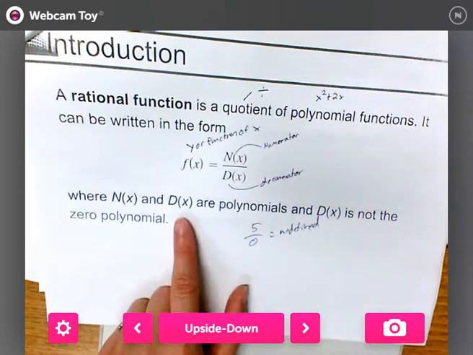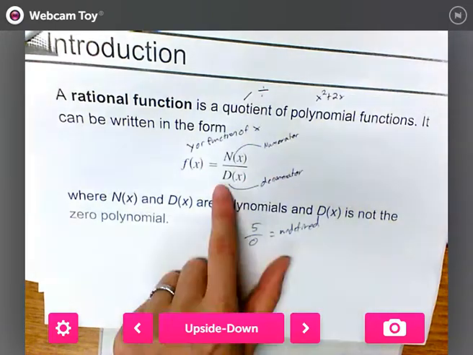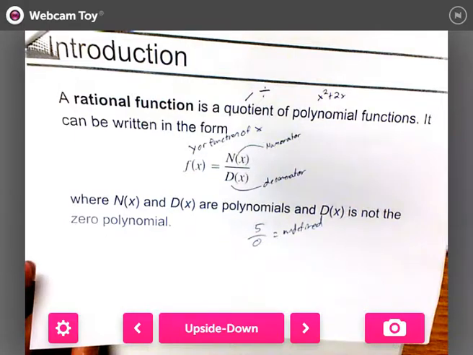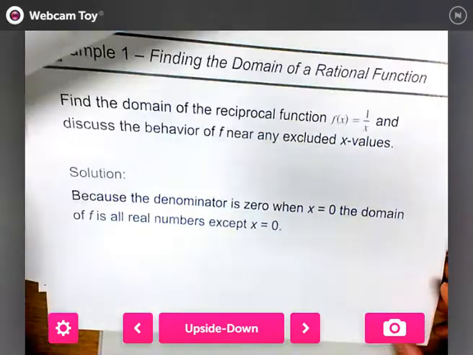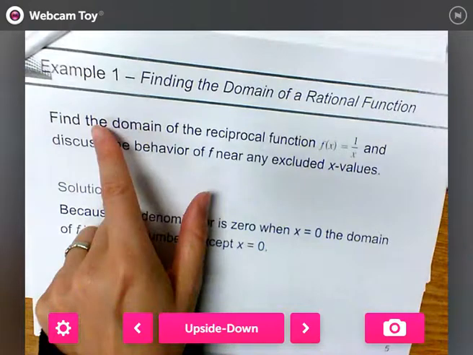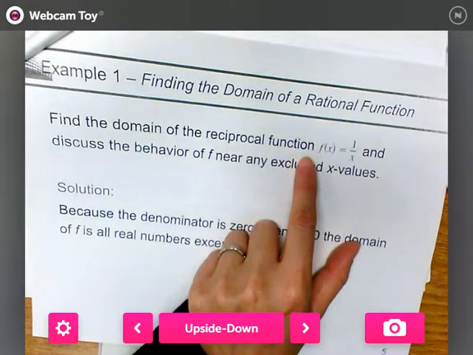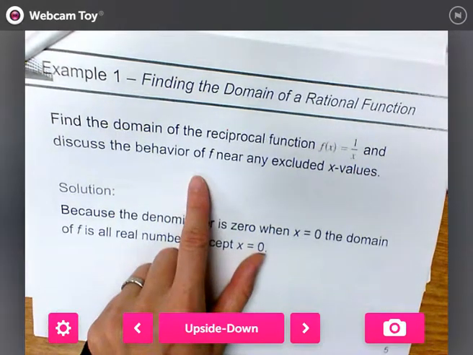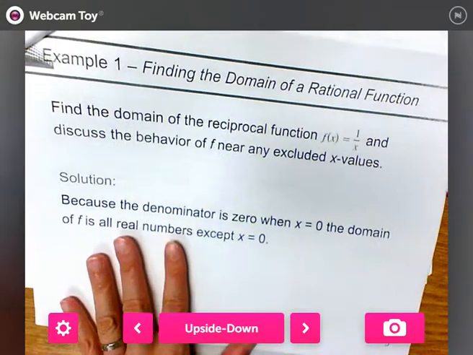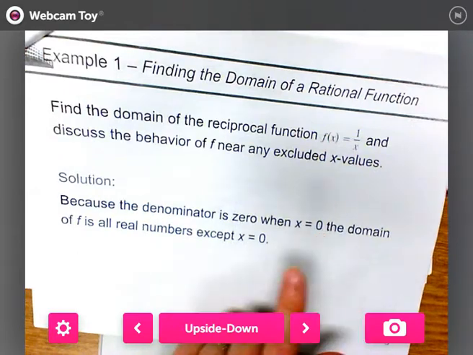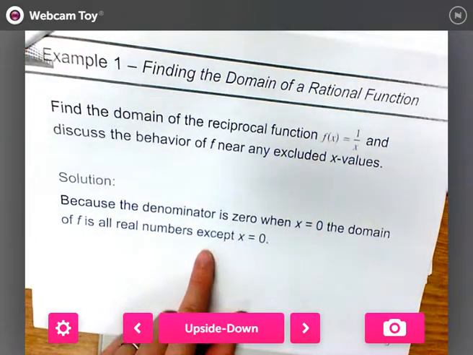Okay. It's really important that D of x, the denominator of our rational function, is not 0. That'll kind of tell us later on what the holes are in our graph, or where it doesn't work. Okay? Finding the domain. Okay? We need to find the domain of the reciprocal function f of x equals 1 over x, and discuss the behaviors of f near any excluded x values. Okay? Because the denominator is 0 when x equals 0, the domain of f is all real numbers except x equals 0.